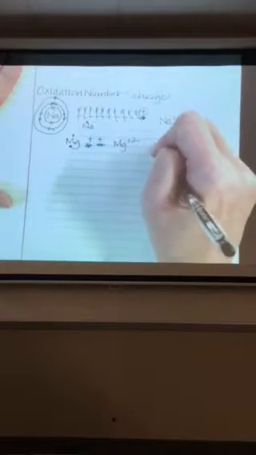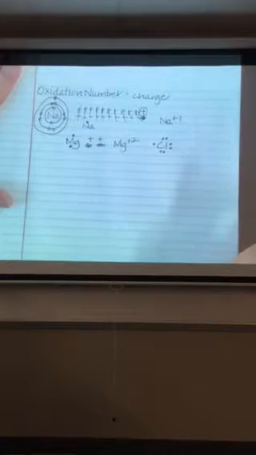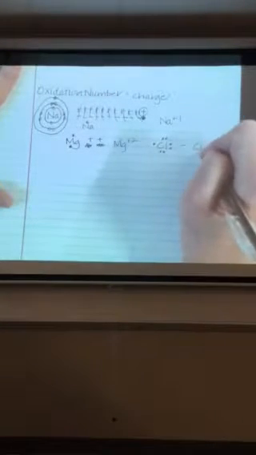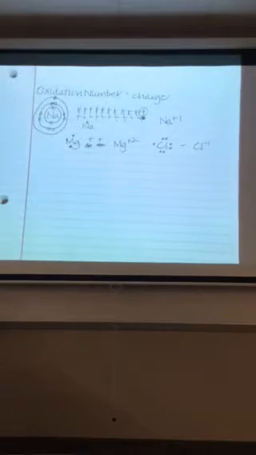Chlorine has 7 valence electrons. So chlorine could lose 7, or it could gain 1. What's going to be easier? 1. If I pick up an extra electron, what's my charge going to be? Negative. So chlorine is going to have a -1 charge. That's where these charges come from: from picking up extra electrons or giving some away.